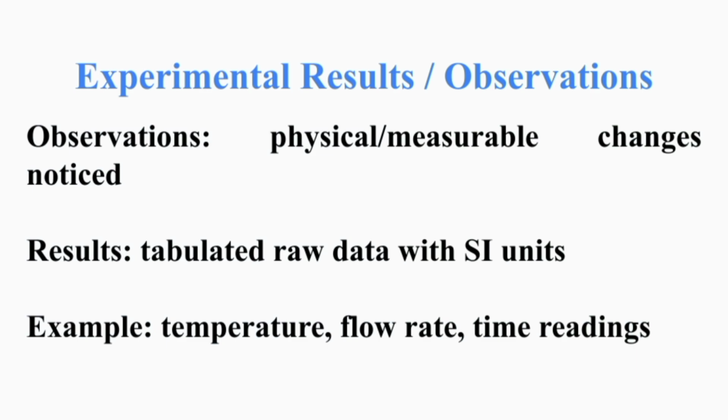Under the observations, you note whatever physical changes or measurable changes that was noticed during the experiment. Then under your results, you have your tabulated raw data with SI units. For example, your temperature, your flow rate, or time readings, they all come under your results.